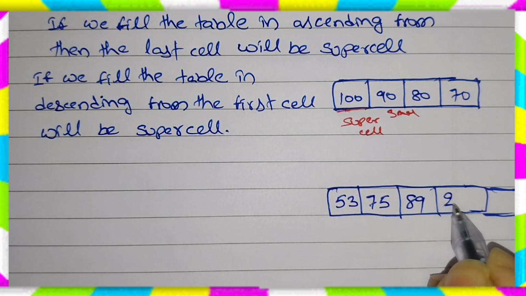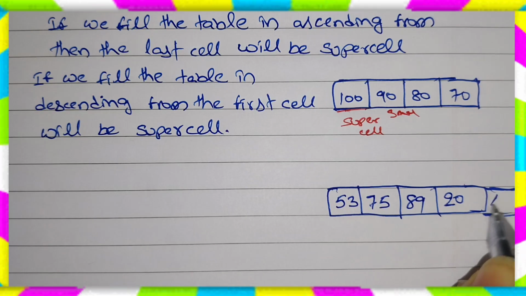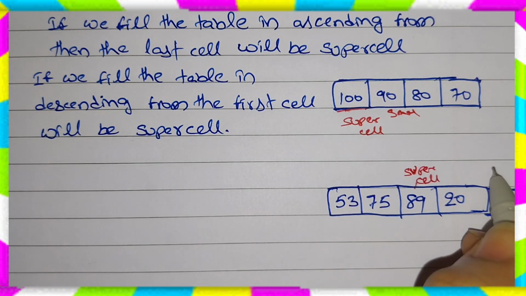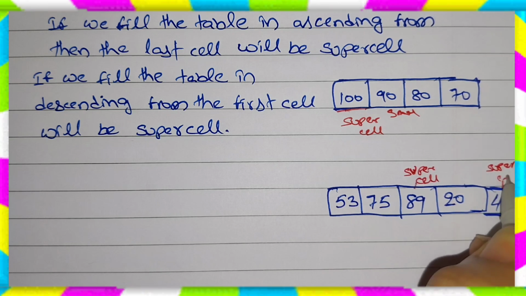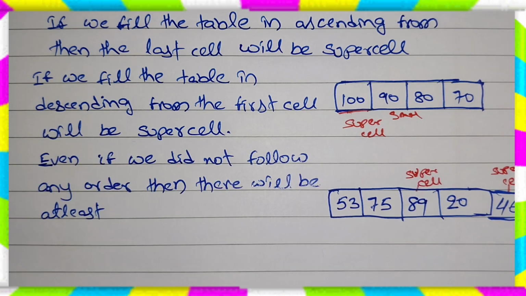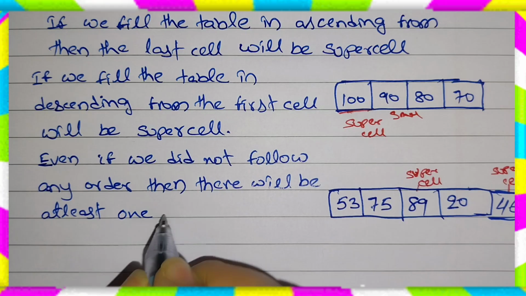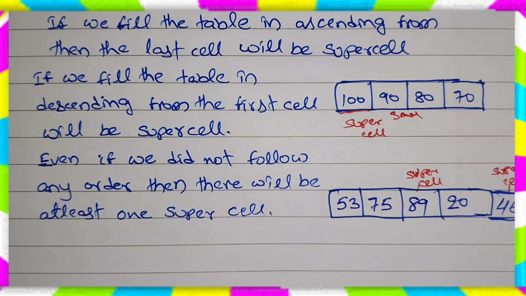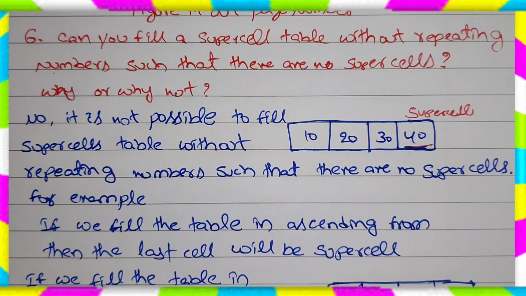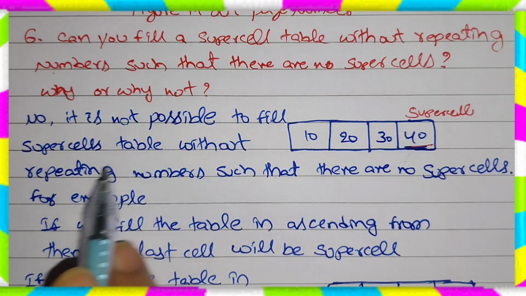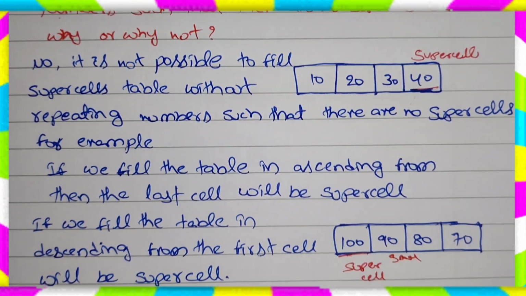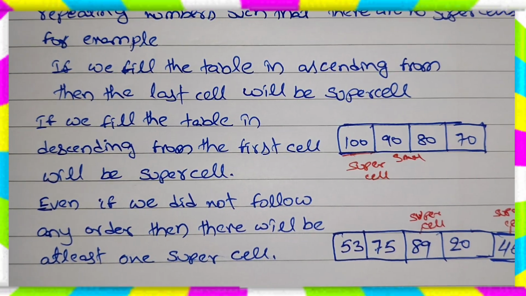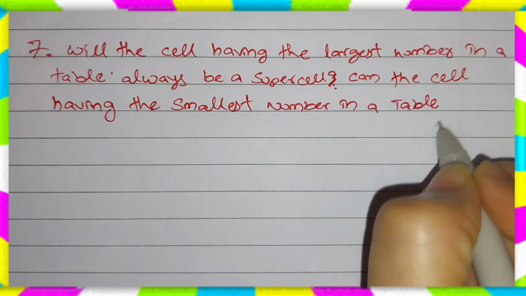In this table I have written the numbers randomly. It is not in ascending order and it is not in descending order: 53, 75, 89, 20 and 46. 89 is a supercell and 46 is a supercell. If we do not follow any order, then there will be at least one supercell. So it is not possible to fill a supercell table without repeating numbers such that there are no supercells. If we repeat the numbers, then we can make a table with no supercells.